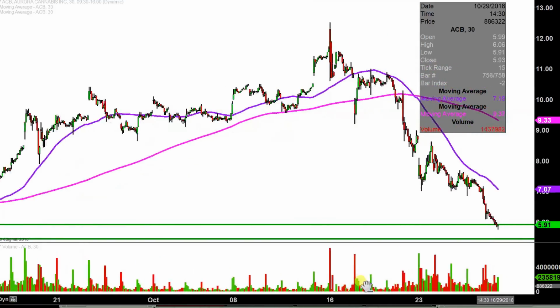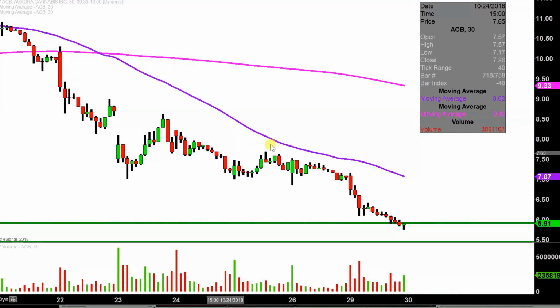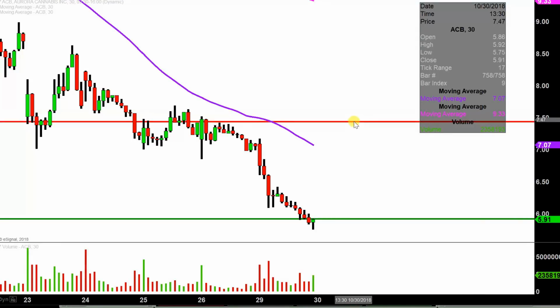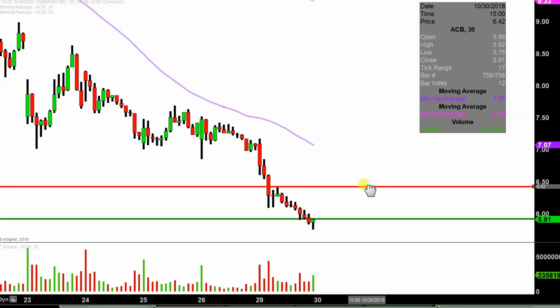Now we'll zoom back in here and talk about some areas of resistance. So in the event there is any sort of bounce to the upside, let's talk about where some potential battlegrounds may reside. As far as where the sellers are currently seemingly hanging out at, first level to keep an eye on any sort of bounce is going to be right up there around $6.40.